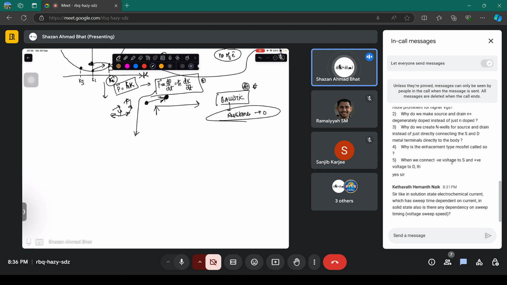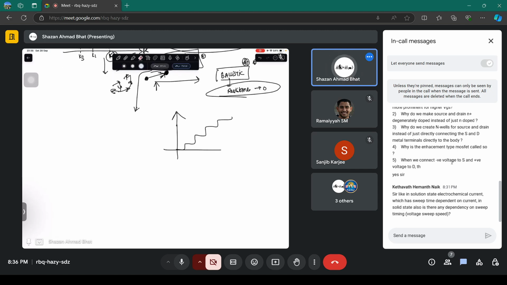In solid state, is there any dependency on sweep timing, voltage sweep speed? What is voltage sweep speed? Is it how fast you are sweeping the voltage? Just like if you are applying the voltage like this, then you are sweeping it like a ramp. Is it that, or is it something else? Yeah, if you are sweeping the voltage like this, then there will definitely be a dependency of the current, if that is the meaning of the sweep. I don't know what you mean by the sweep exactly.